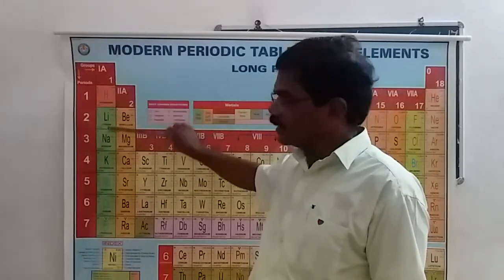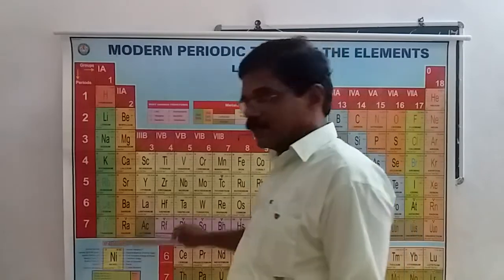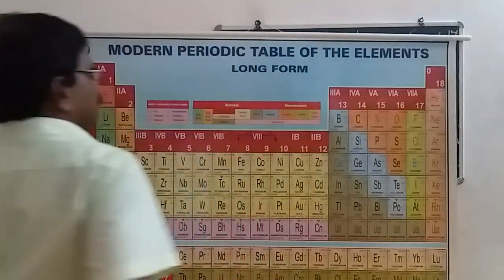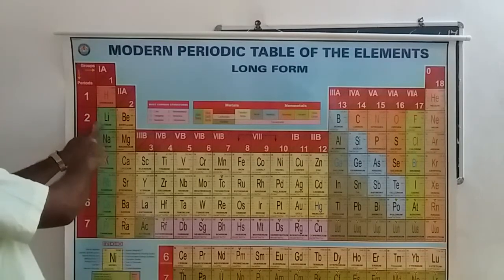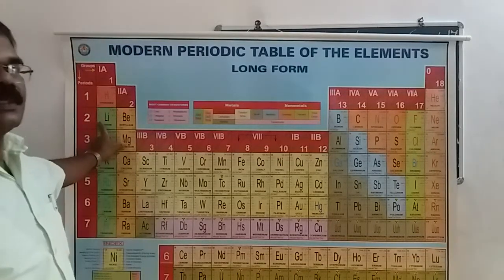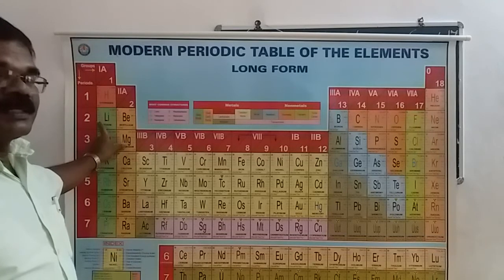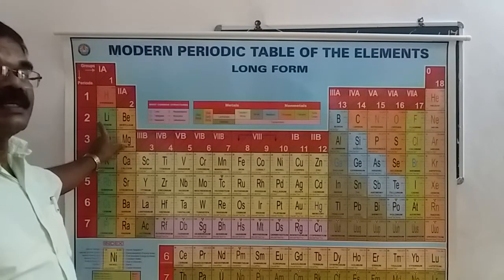Electropositivity increases from top to bottom. Then we can note down how it changes in a period. Take the second period. I said that metallic character means the tendency to lose electrons, the tendency to give electrons.